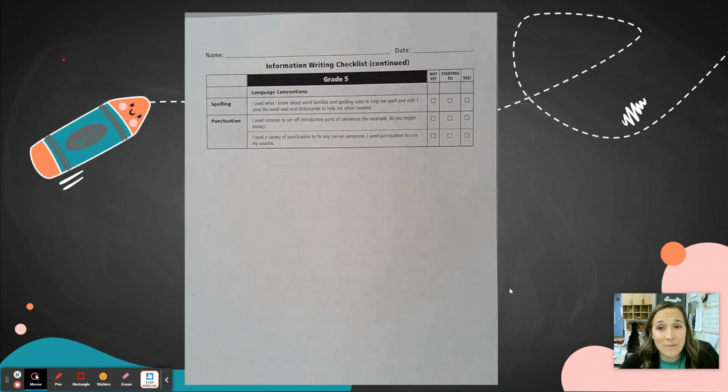All right, good luck on your information writing checklist. I hope you look forward to working with groups, and that this really, working with a partner is very helpful.